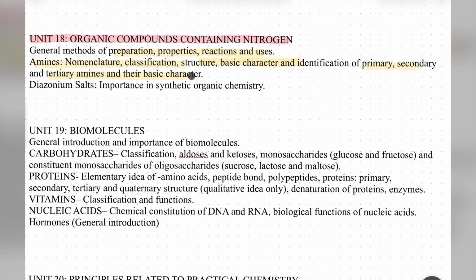So many tests are there, right? And onium salts, this is especially important for synthetic organic chemistry. Very important questions. And cyanides and isocyanates are not given. Unit 19 is biomolecules, very important.